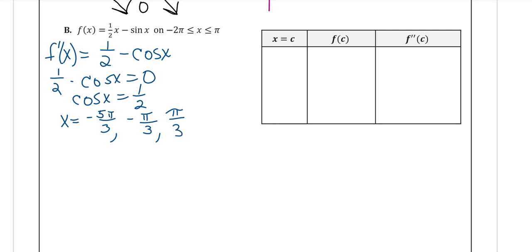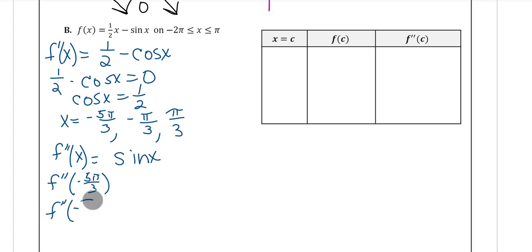Okay, and then taking our second derivative, the half would go to 0, and we would get sine x. And so that's real simple. So we're going to find f double prime of negative 5 pi over 3, f double prime of negative pi over 3, and f double prime of pi over 3.